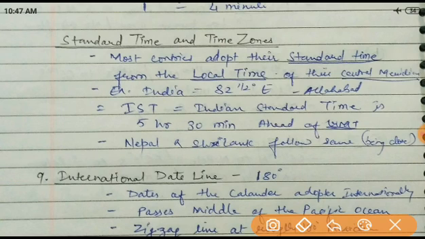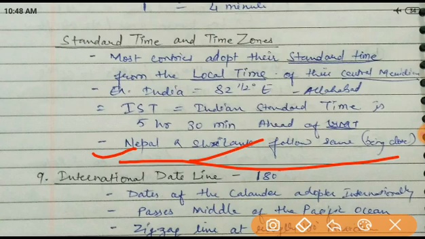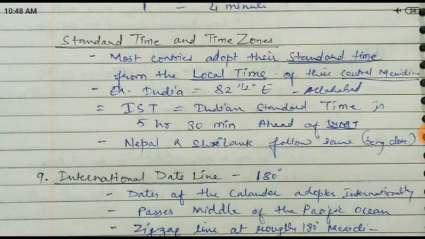And then Nepal and Sri Lanka are also very close to it, that's why they also follow the same 82 and a half degree east. So this is the local time, or we can say the standard time. Standard time is also a particular country's time. So I hope it is also clear.